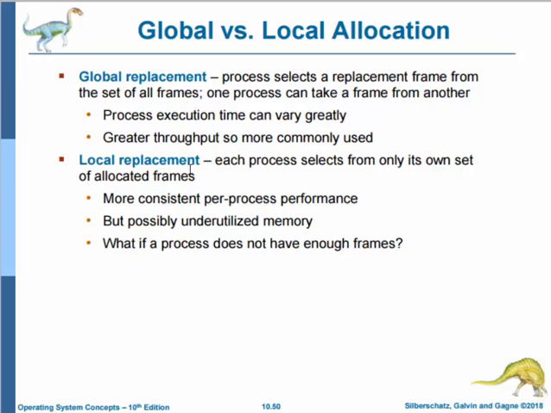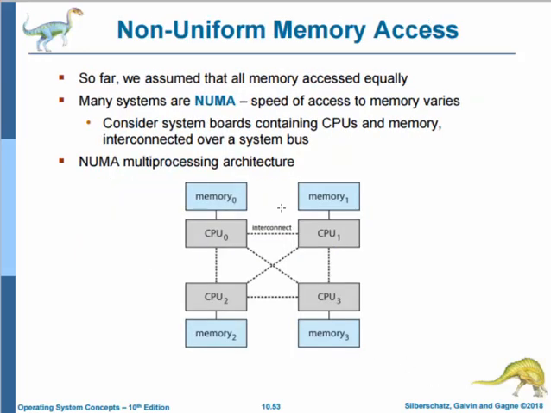In local replacement, each process selects from only its own set of allocated frames. So we can have more consistent per-process performance using this, but possibly underutilized memory. So this is the difference between global versus local allocation.